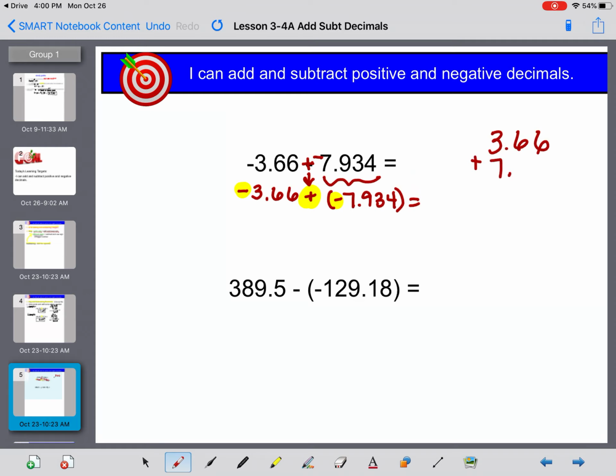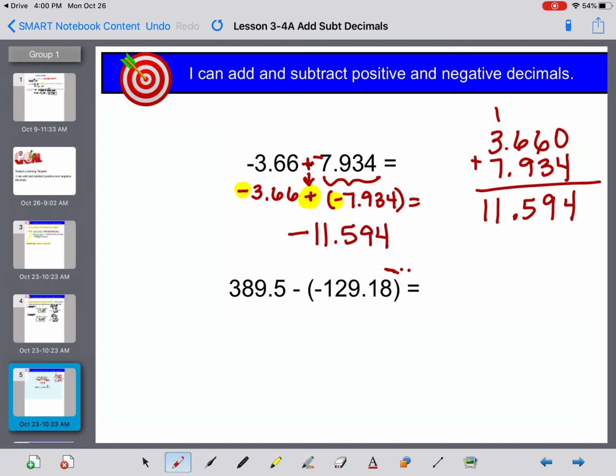366 plus 7 and 934 thousandths. I need to add a placeholder. 4 plus 0 is 4. 6 plus 4 is 9. 6 plus 9 is 15. Carry the 1. 7 plus 3 is 10. Plus 1 is 11. Then I keep the sign, which is negative. 11 and 594 thousandths.